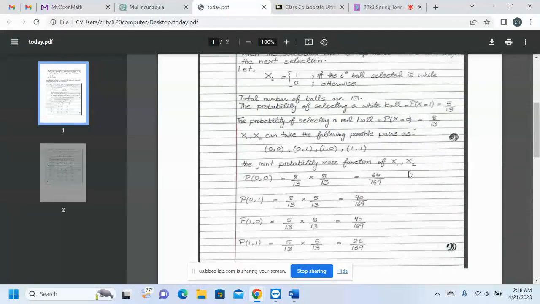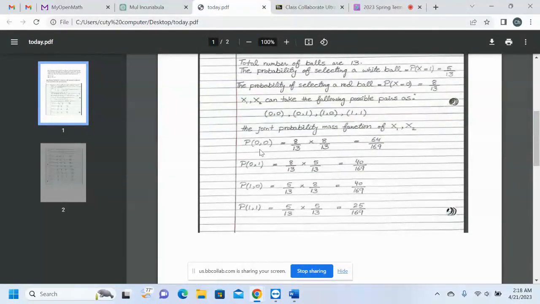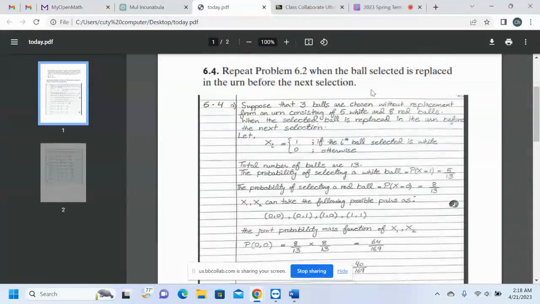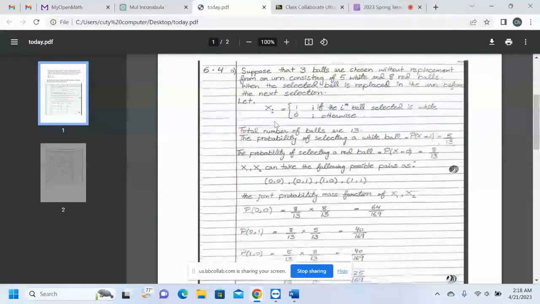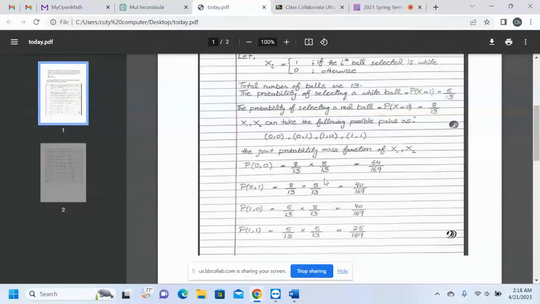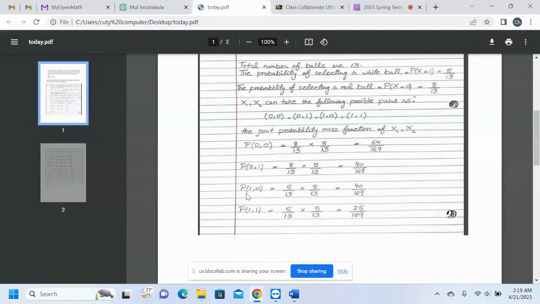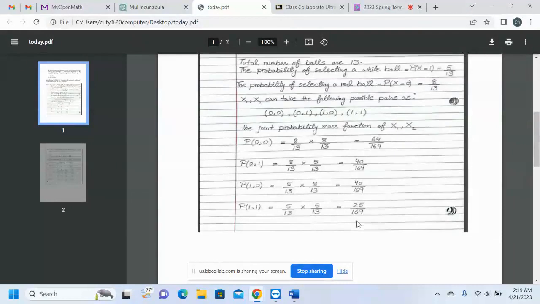The joint probability mass function of x1, x2, probability 0, 0, is equal to 8 over 13 multiplied by 8 over 13, because we are replacing the ball in the urn before the next selection. So that's 64 over 169. Probability 0, 1, 8 over 13 multiplied by 5 over 13 is equal to 40 over 169. Probability 1, 0 will be the same as the previous probability, and probability 1, 1 is equal to 5 over 13 multiplied by 5 over 13, which is equal to 25 over 169.